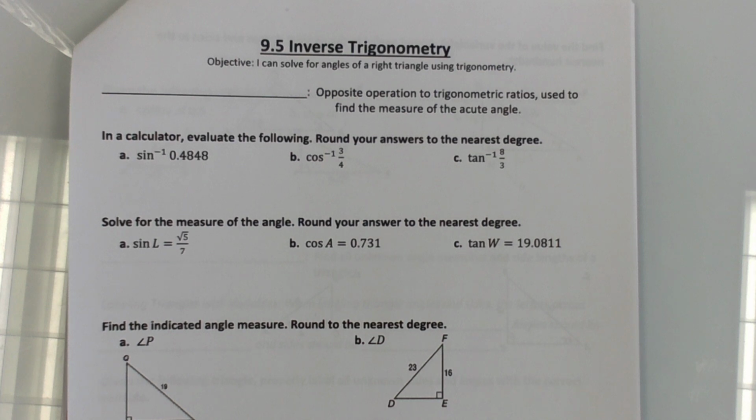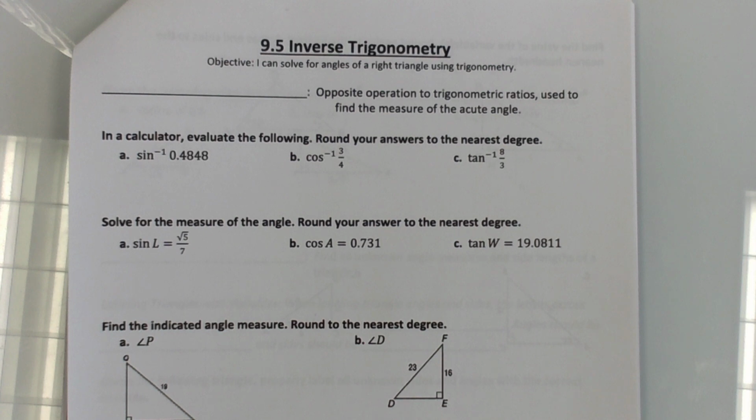9.5, building off of what we did on Friday with trig. We're just adding on to our trig because so far with trigonometry, all we've done is worked with solving for side lengths. But trig talks about the relationship between angles and sides of a right triangle. So it doesn't just work with sides, it also works with angles.